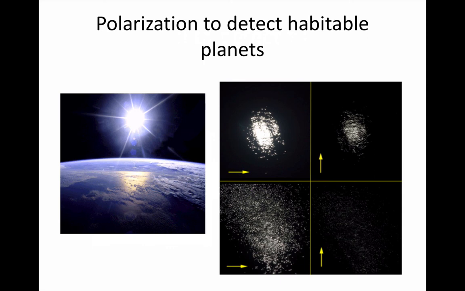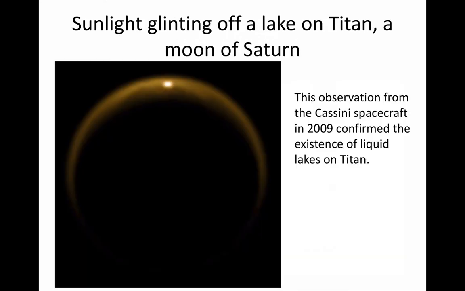The diagram on the right shows glint off water in two orthogonal polarizations. The diagrams on the left show a situation where there is not much wind, but the diagrams on the right show photographs taken during the wind, which disturbs the image. This glint has already been seen in our solar system when a telescope on the Cassini spacecraft observed the glint of polarized light off a lake on Titan, which is one of Saturn's moons.